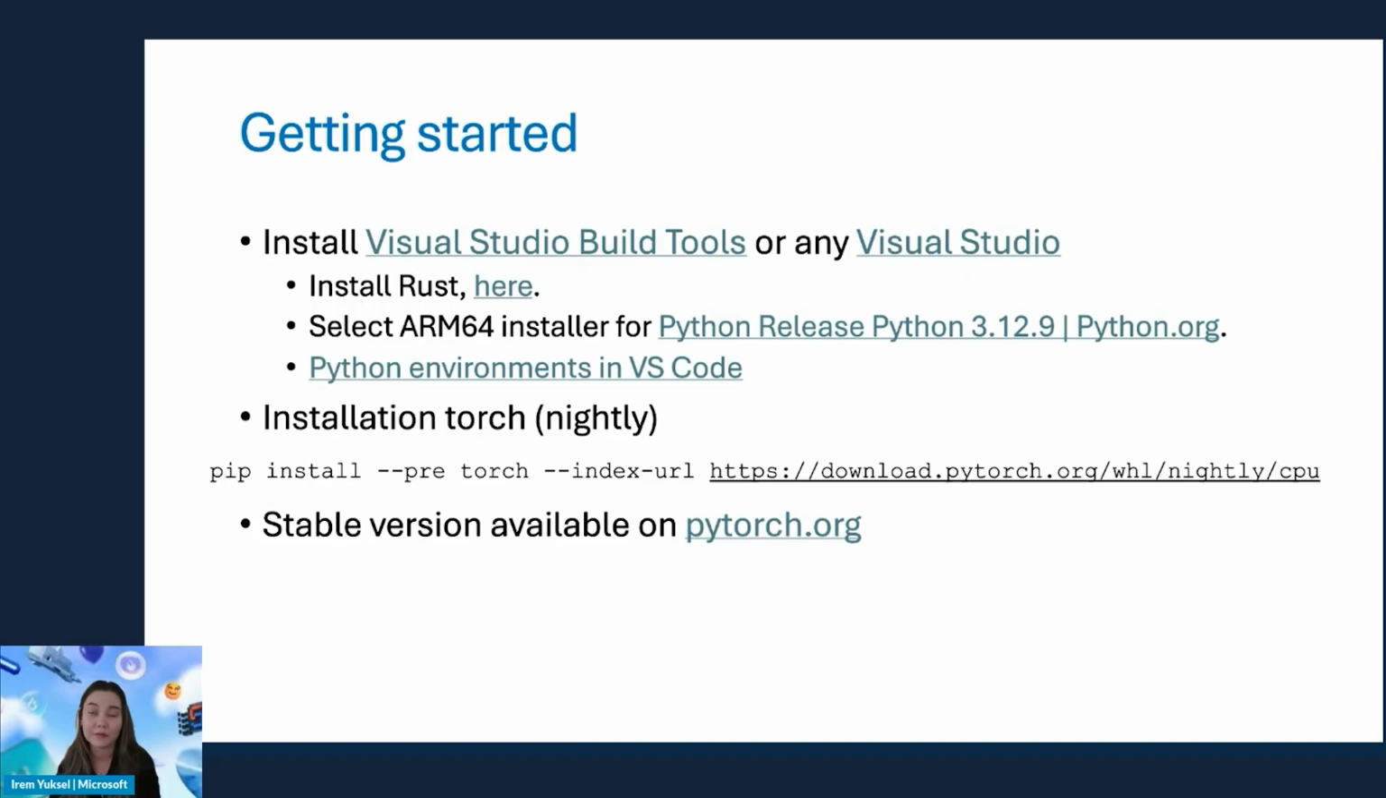So, getting started with PyTorch. For those who are ready to start using PyTorch on Windows on ARM, here are a few steps to follow. Firstly, please ensure that your machines have the following prerequisite software installed: Visual Studio, Rust, and Python. To access the latest features and fixes immediately, nightly builds are currently available. You can easily install it by entering the commands shown on the slide. Alternatively, a stable version of PyTorch is available for direct download through the official website, pytorch.org.